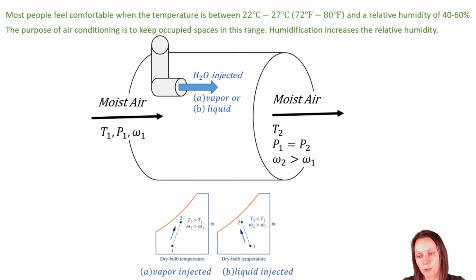So down below, what you see is a quick and dirty sketch of what the psychrometric chart looks like. You can see that if you inject a high temperature steam, a vapor, then your temperature at state 2 is going to increase. But if you inject a liquid, then of course your temperature is probably going to decrease. And if I look at the moist air coming out of this, my specific humidity is obviously going to increase because I have more moisture in the air.